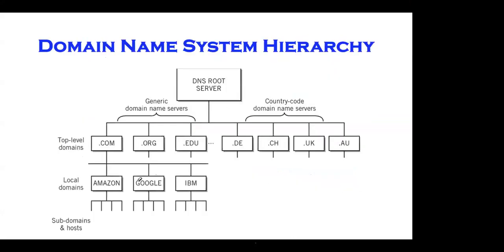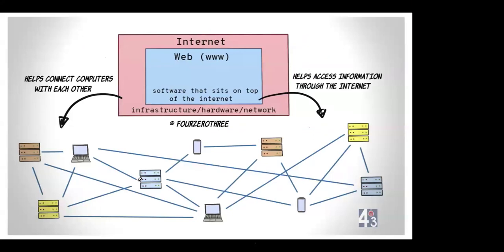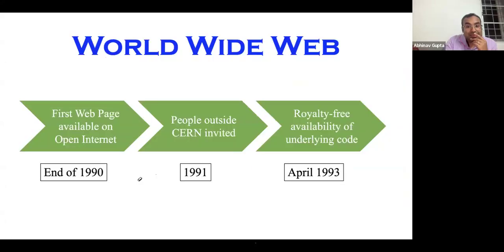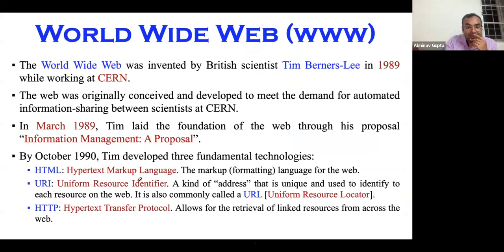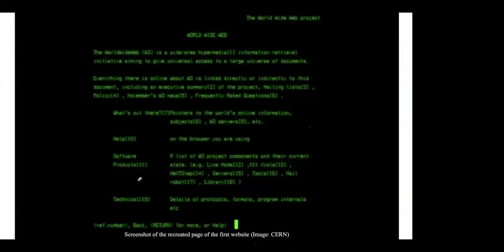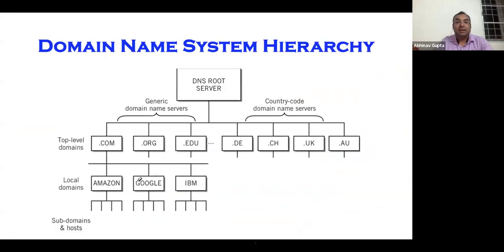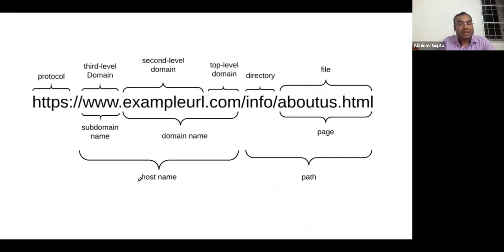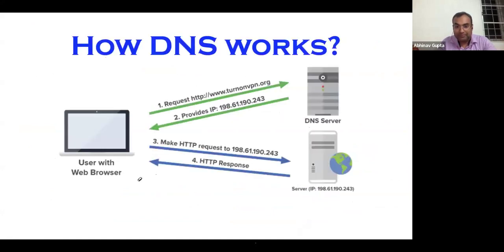Sir, this DNS server works on IP address only. Domain name system is for the purpose of identification. Okay. DNS is for the purpose of identification of the location of any computer resource on the internet or World Wide Web.